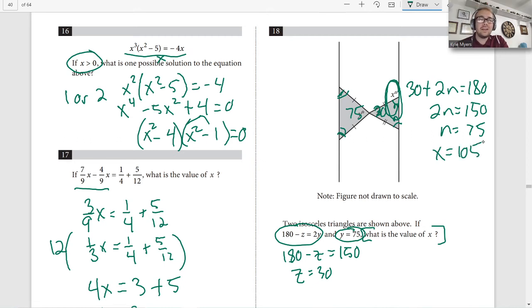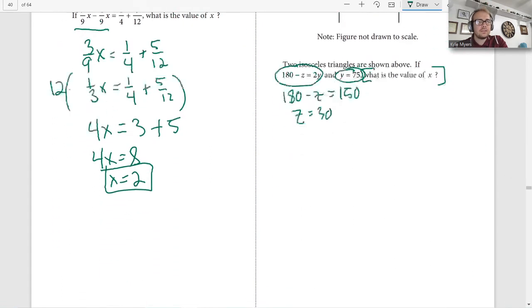105 plus 75 is 180, and these have to add up to 180 because they are on a line. Right? If two angles are on a line, they have to add up to 180. It's this linear pair thing. Whew, geometry. It's bringing you back, I'm sure. So the answer is 105 there.